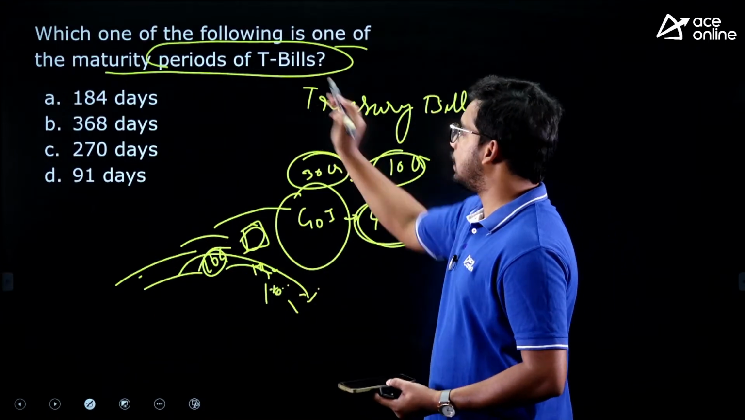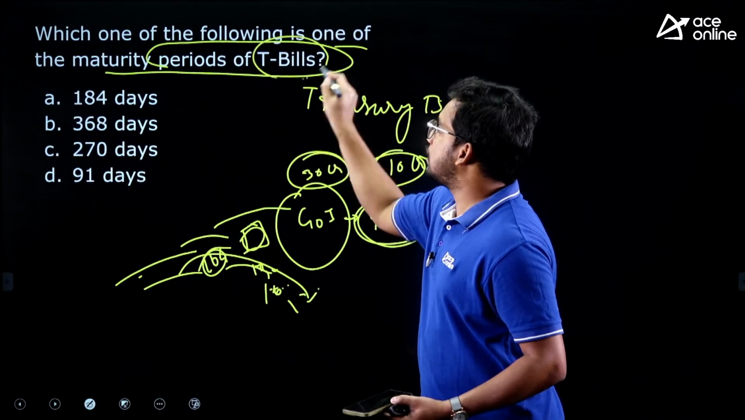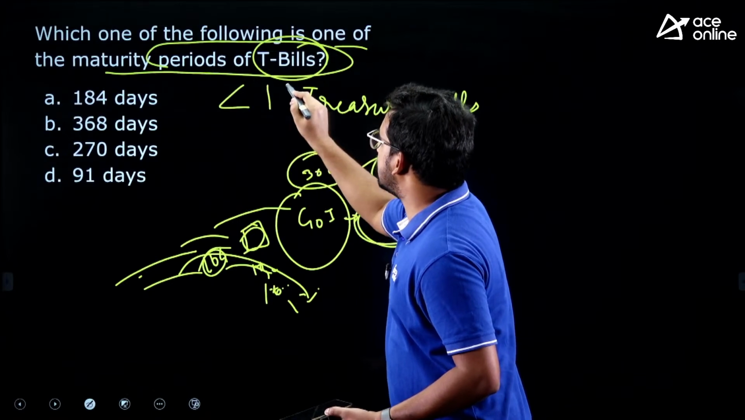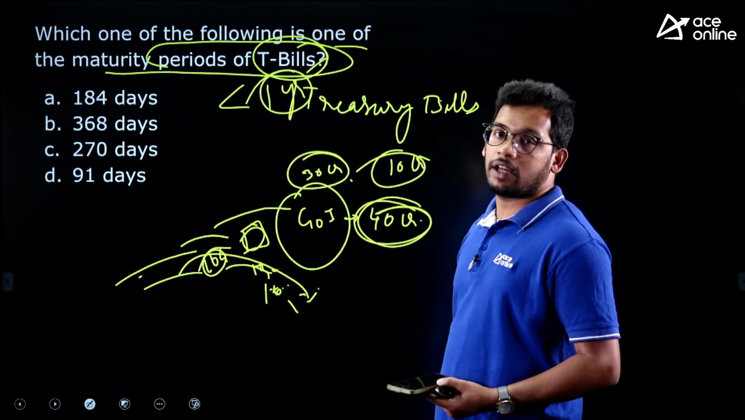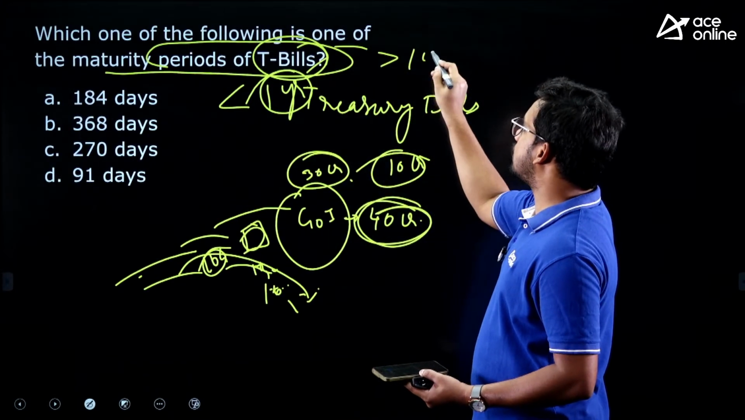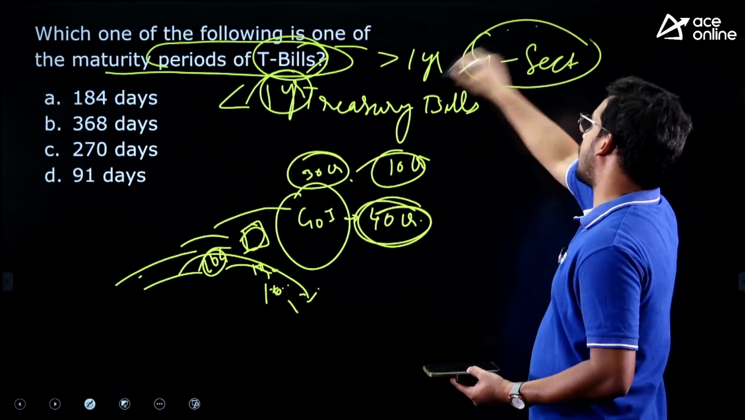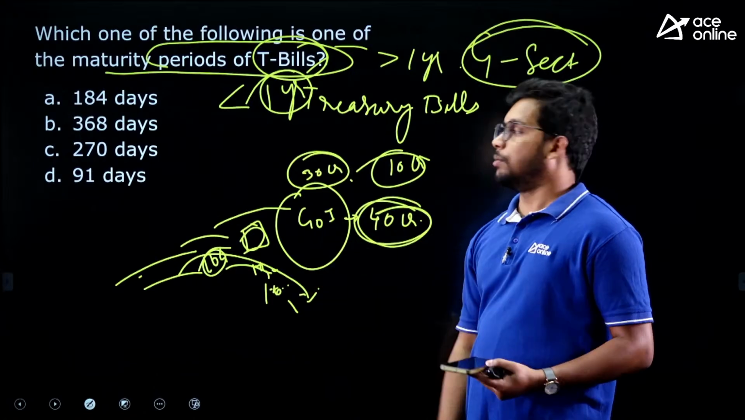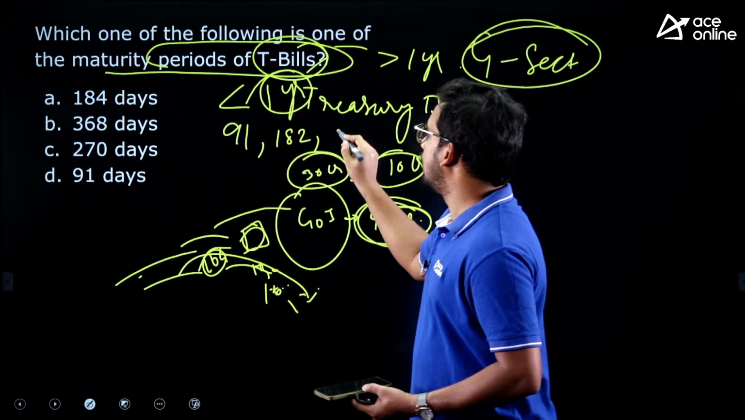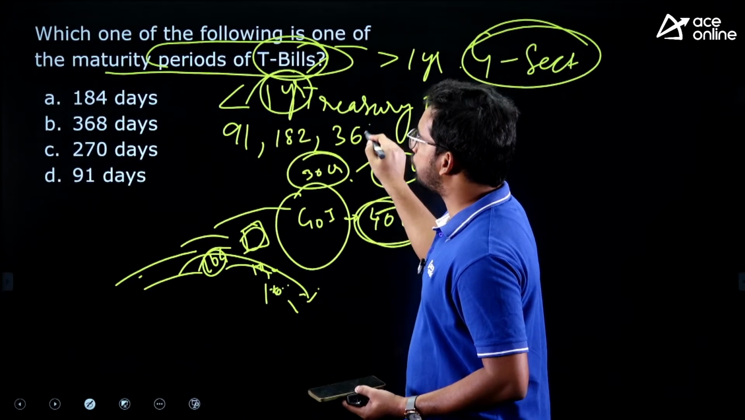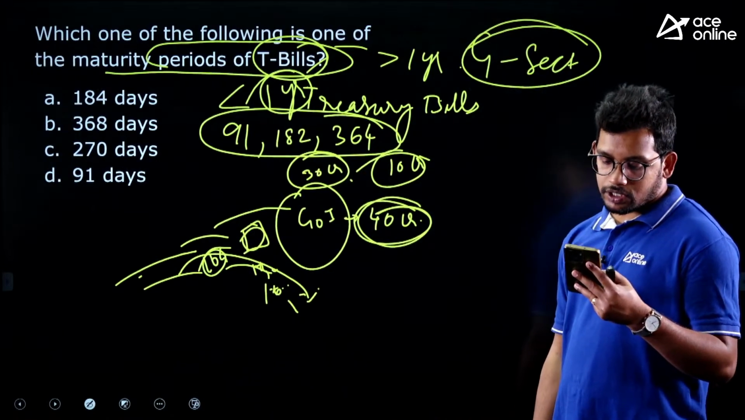So these are called T-bills, and these T-bills are nothing but bonds. But T-bills are usually those with a maturity period of less than 1 year. If the maturity period is more than 1 year, those are called government securities or G-Secs. T-bills are short term. So these T-bills are given for 91 days, 182 days and 364 days. So these are the 3 maturity periods the government is paying now.